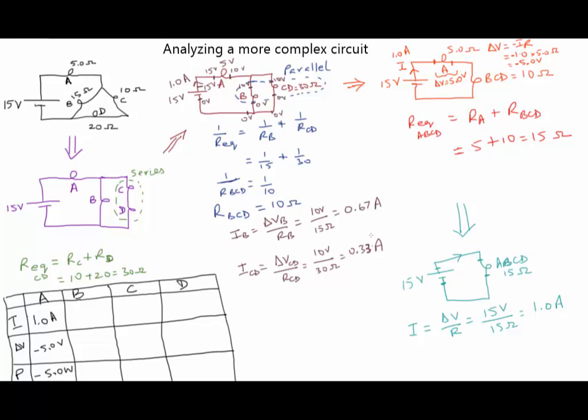And when you add these two, you get 0.67 plus 0.33 gives you exactly 1.0 amps, which makes sense because there is a junction over here into which the current coming in was 1 amp from the battery. 0.33 went over here, 0.67 went down, and the total amount of current coming into the junction equals the total current going out of the junction. So we have verified Kirchhoff's junction law.